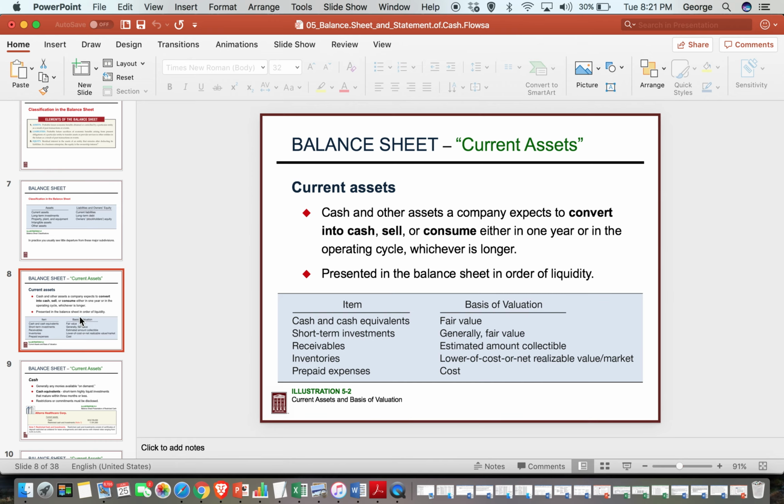All right, so current assets. So cash and other assets that we probably expect to convert to cash or sell, like inventories, or consume, like prepaids, either in 1 year or operating cycle. Presented in the balance sheet in the order of liquidity. All right, so cash is normally fair value. Short-term investments, generally fair value. There are some exceptions where you use cost. Receivables, the estimated amount collectible. Inventory, lower of cost or market. And then prepaids are normally historical cost.